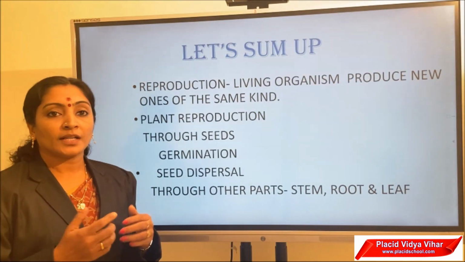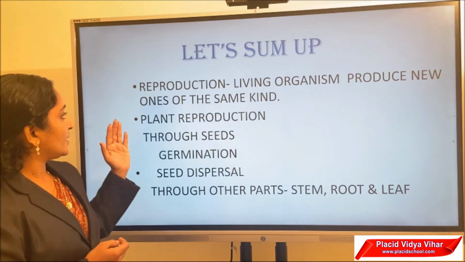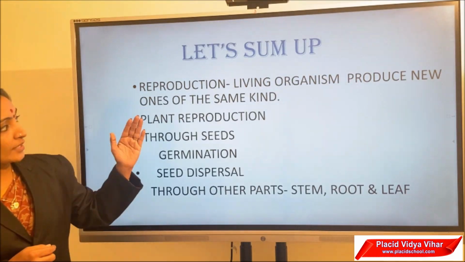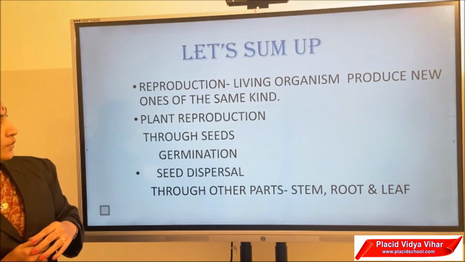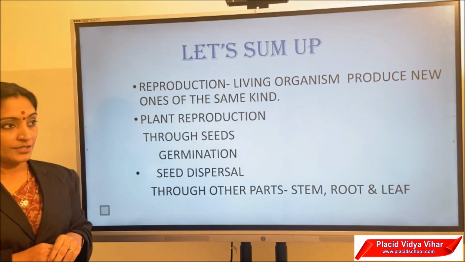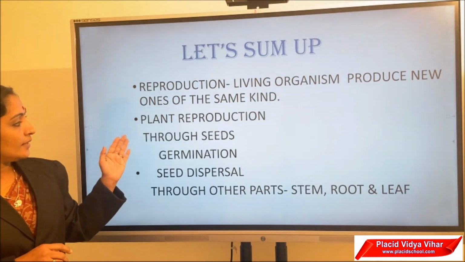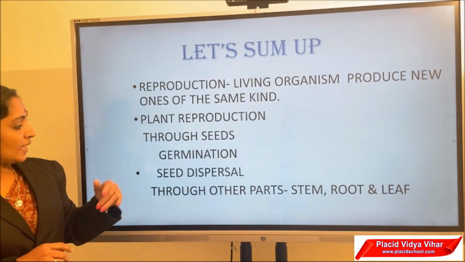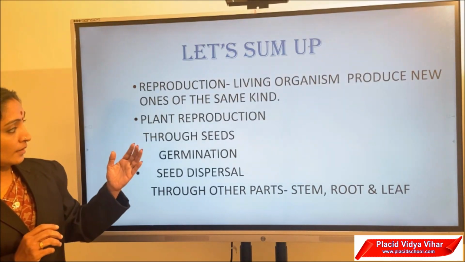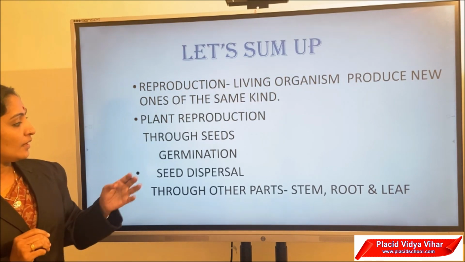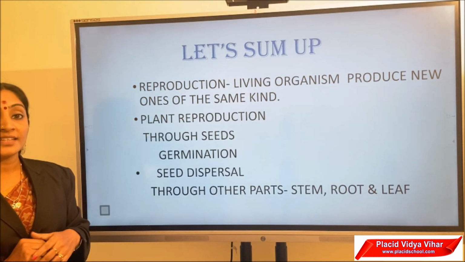So what are the important points we learned today? That is reproduction. Reproduction is when living organisms produce new ones of the same kind. Also we have seen the two different types of reproduction methods in plants, through the seeds and through other parts like stem, root and leaf. In between we have seen germination and seed dispersal also.